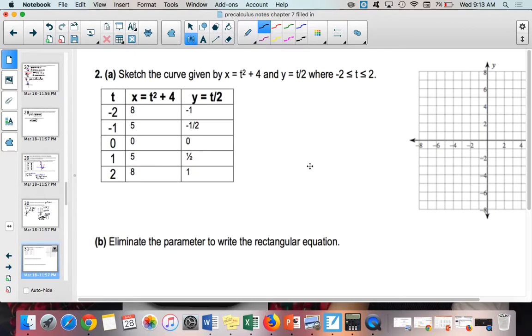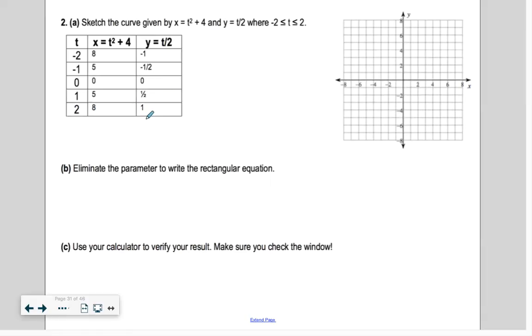So if you plug in -2, you get 8 for x, and you get -1 for y. So we're going to have 8 comma negative 1. I'm going to put this in the bigger mode. So go over 8 down 1. And then we have 5 negative 1/2. Whoops, I missed the 5, didn't I? 5 comma negative 1/2. And then I have 0, 0. And then I have 5 comma 1/2. And I have 8 comma 1.